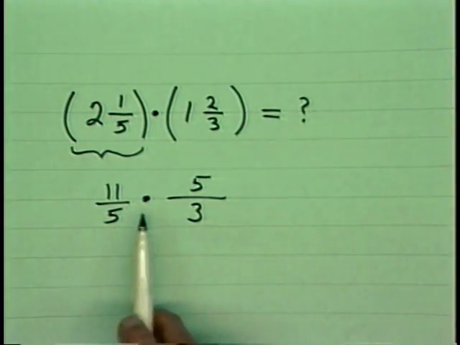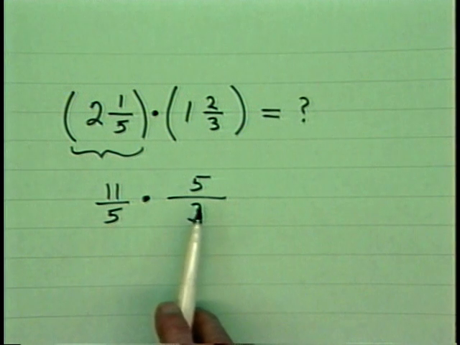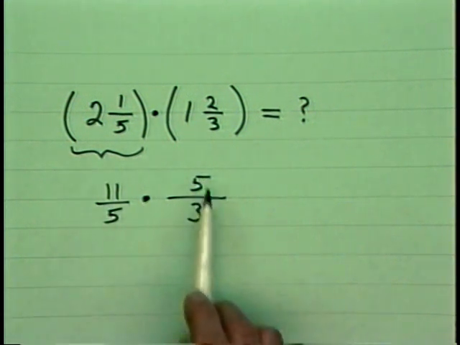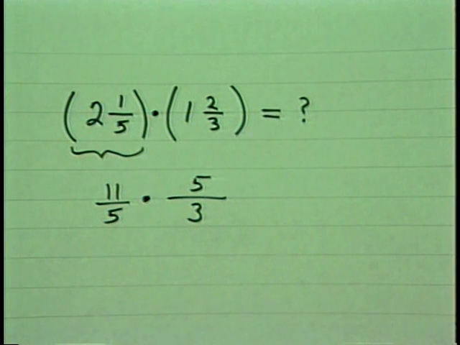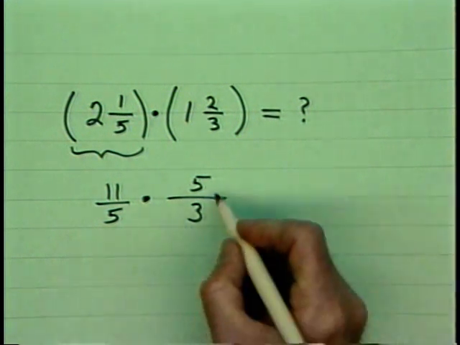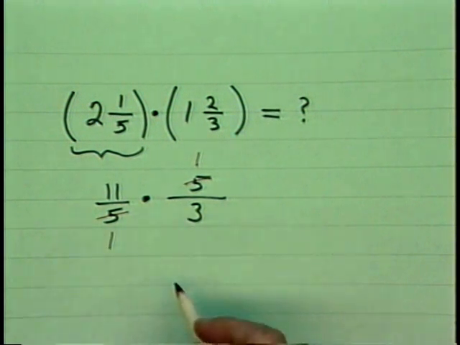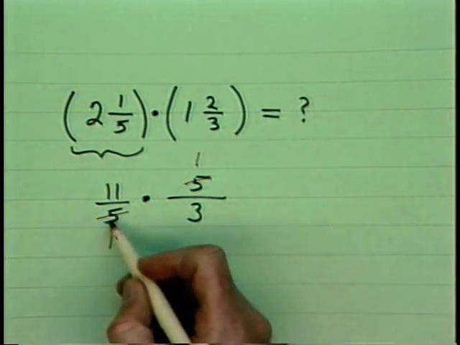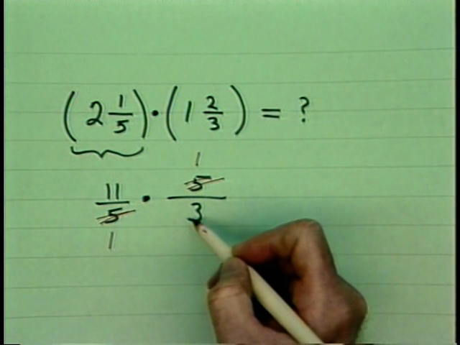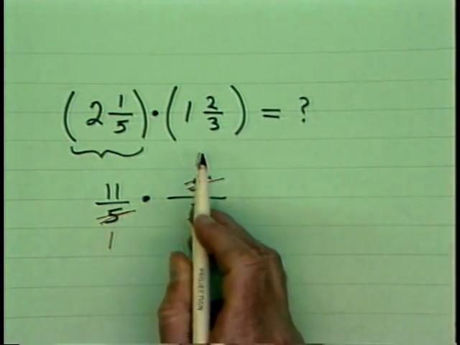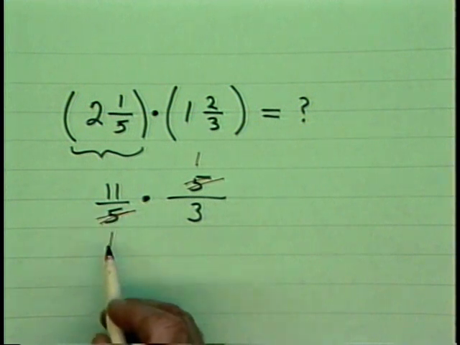Now I simply have fraction times fraction. So before we multiply, we look up and down, see if I can find any cancellation. And of course there is. 5 goes into 5 once. 5 goes into 5 once. And again, we remind you, you are not simply canceling or crossing things out. You are dividing. And 5 goes into 5 once.